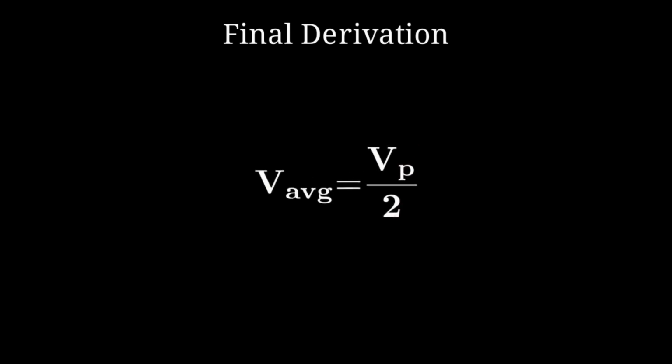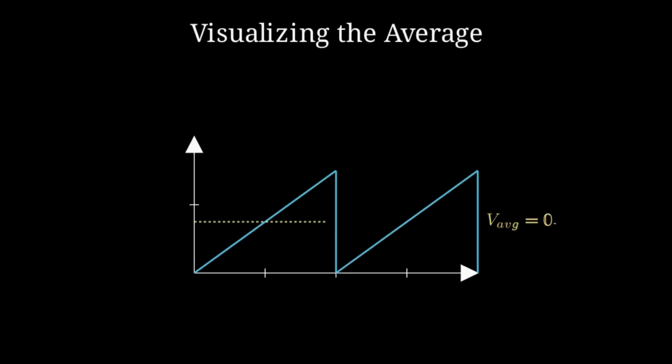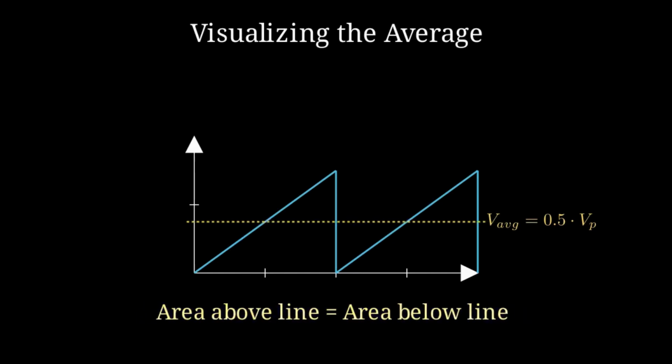The average value of a sawtooth wave is exactly 1/2 of its peak voltage. This confirms our geometric intuition from earlier. If you look at the waveform, the horizontal line at half the peak height perfectly bisects the triangle. The area of the triangle above this line fills the empty space below it, creating a steady DC equivalent level.